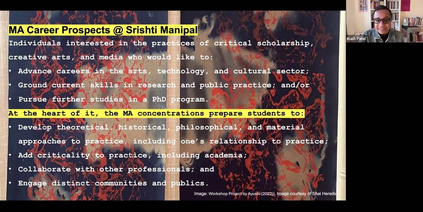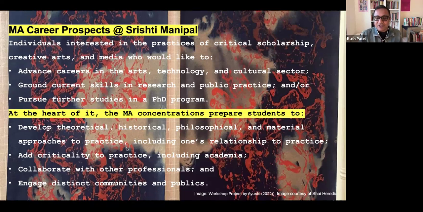There's an emphasis on adding criticality to practice, including academia. Collaboration is key, and you will experience that both within the program as you get to collaborate with peers, but also with faculty and with non-academic partners, and engage distinct communities and publics in the process.